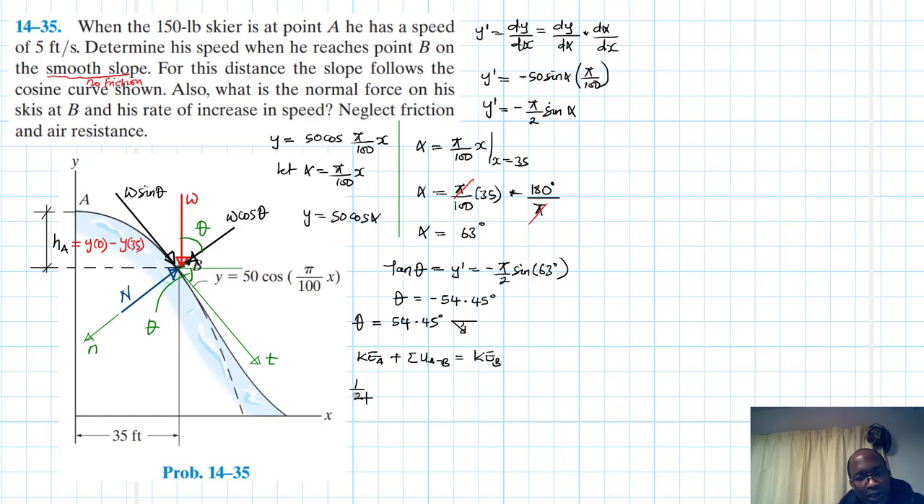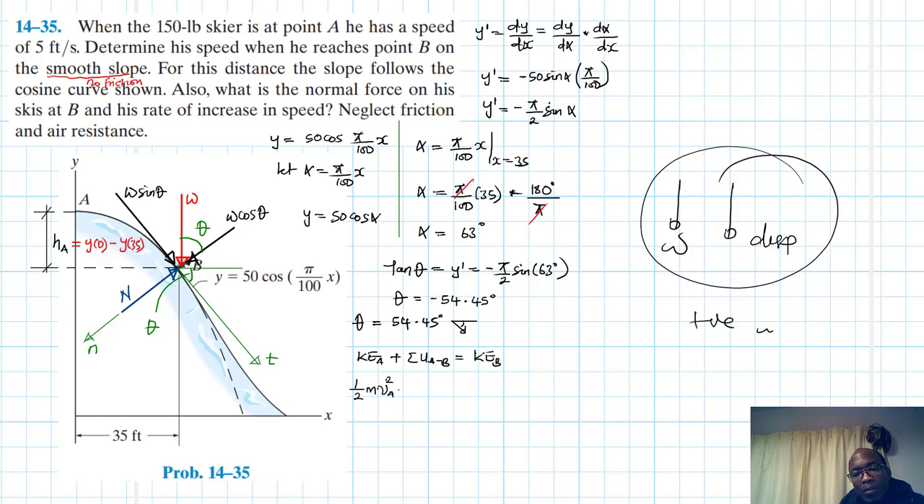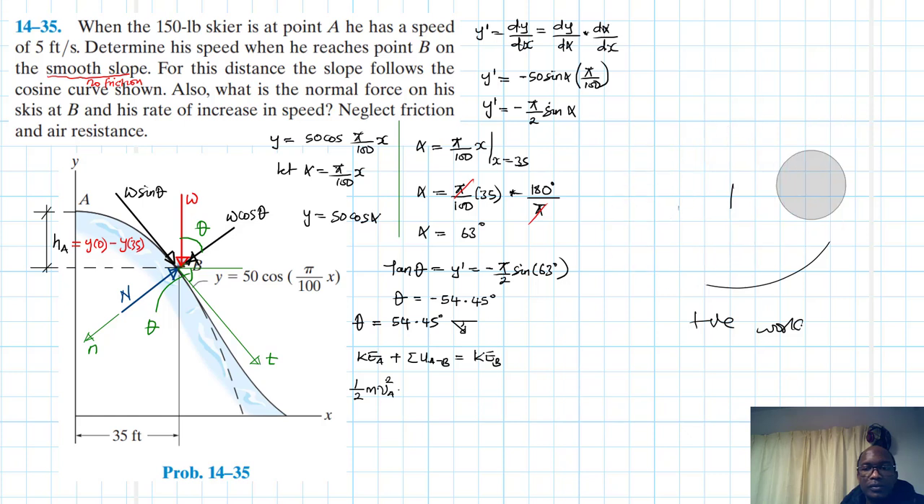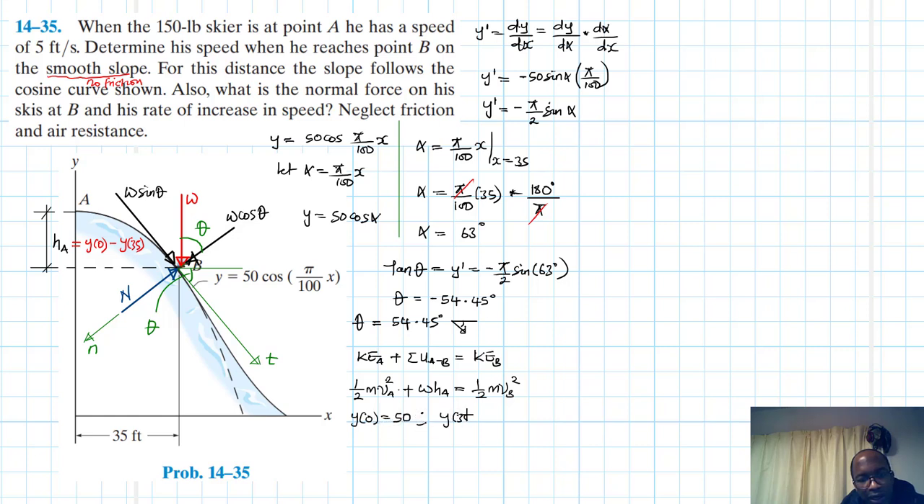So the initial kinetic energy is half times m va squared, and we do have the work done by the weight from A to B. We have the weight and the displacement in the same direction, therefore this is positive work. So we are going to say plus W times HA, and this is equal to half m vb squared. Our HA, let's find our HA. Our Y at 0 is 50.